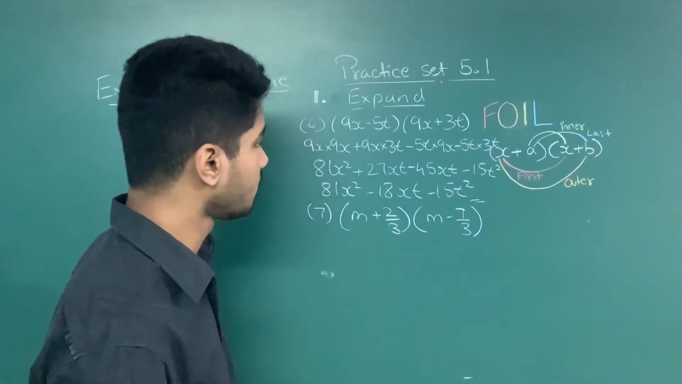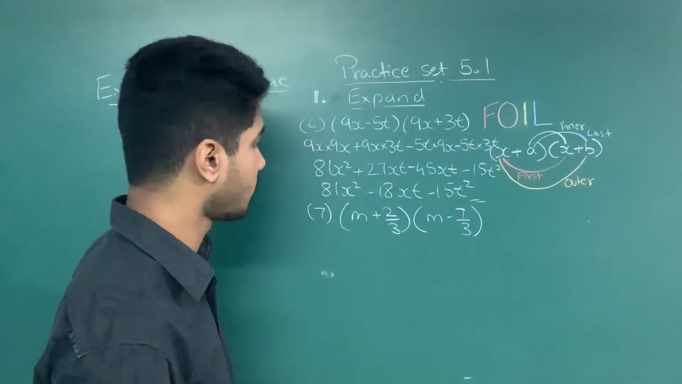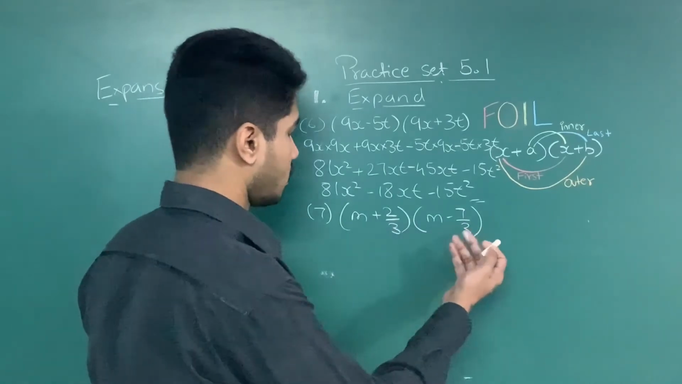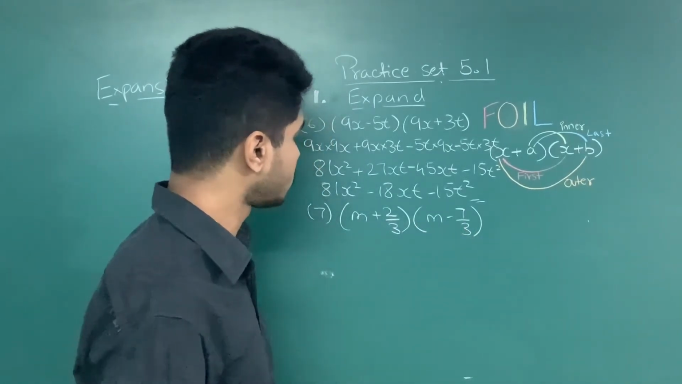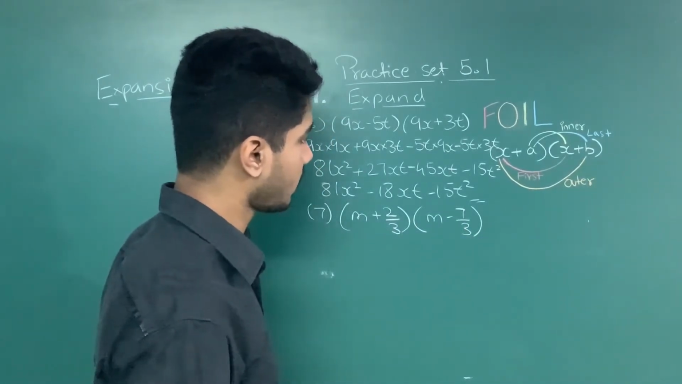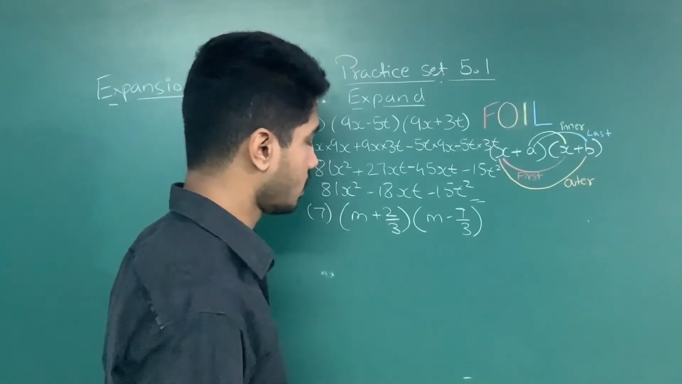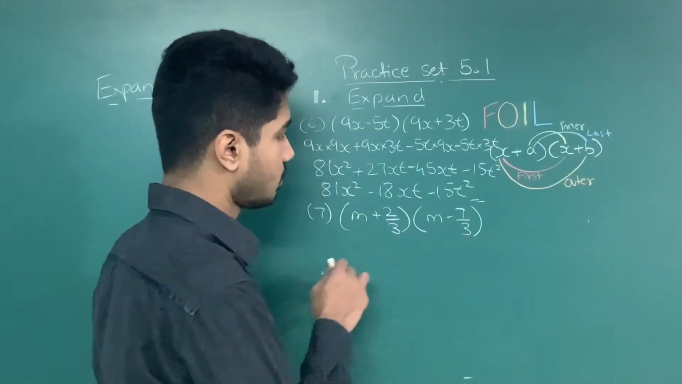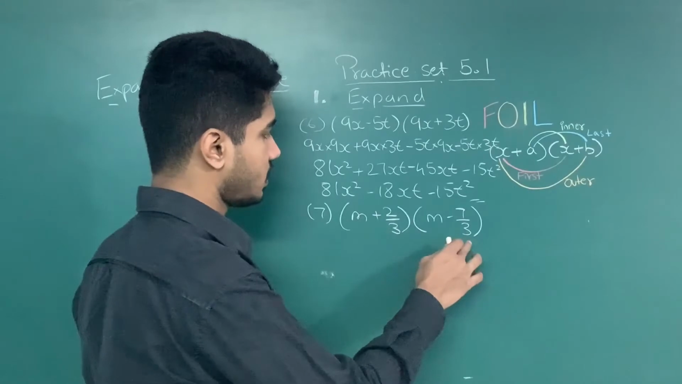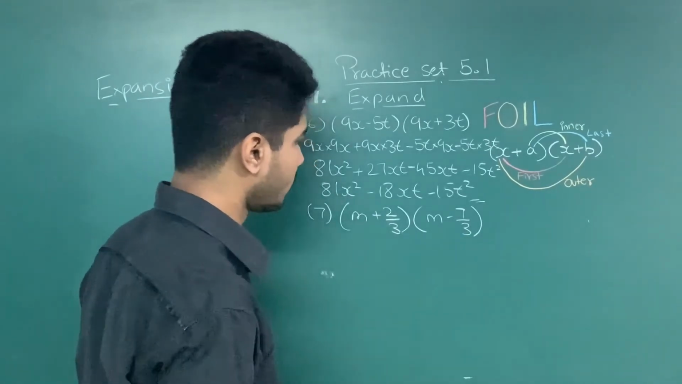Seventh question, (m + 2/3)(m - 7/3). Here we have fractions, but the denominator of these fractions is the same, 3 and 3. So it will be easy.